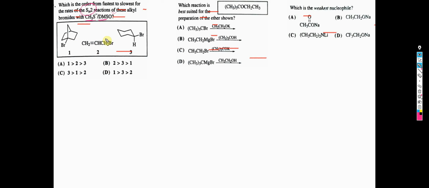Since it's an SN2 reaction, primary is going to be the fastest, secondary is going to be the next fastest, and tertiary is going to be the slowest, because it is going to have the most steric hindrance, least steric hindrance, and intermediary steric hindrance. So 2, 3, 1, that's going to be the right answer.